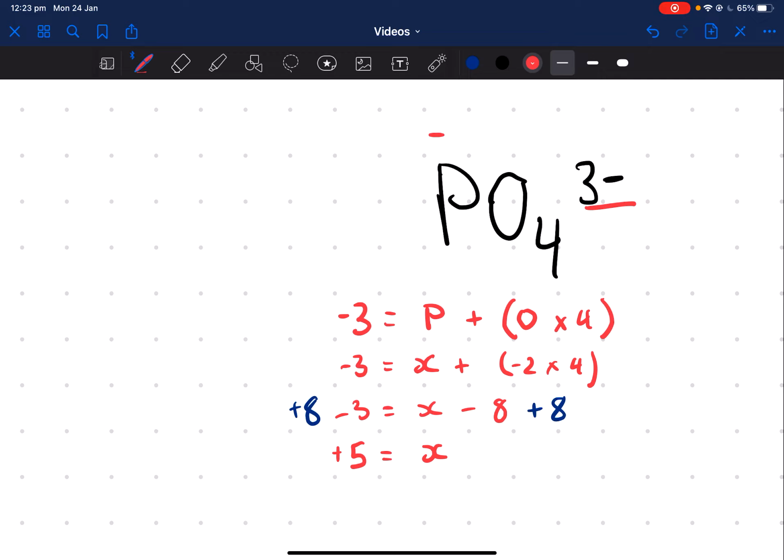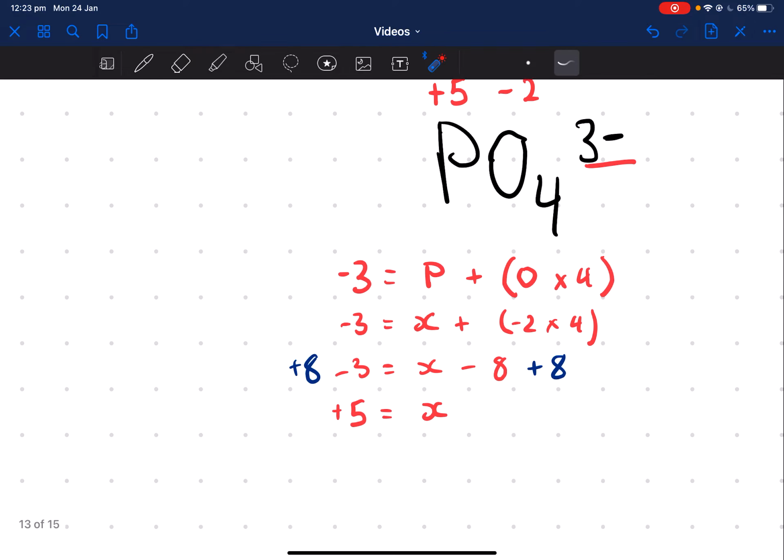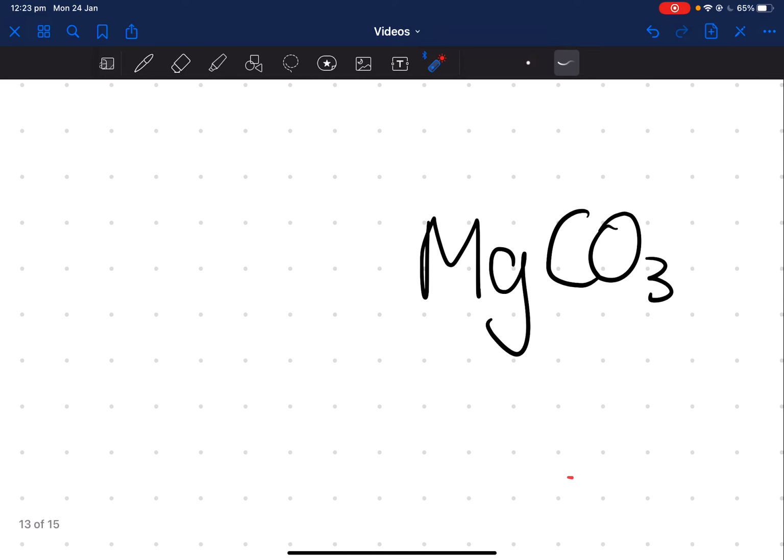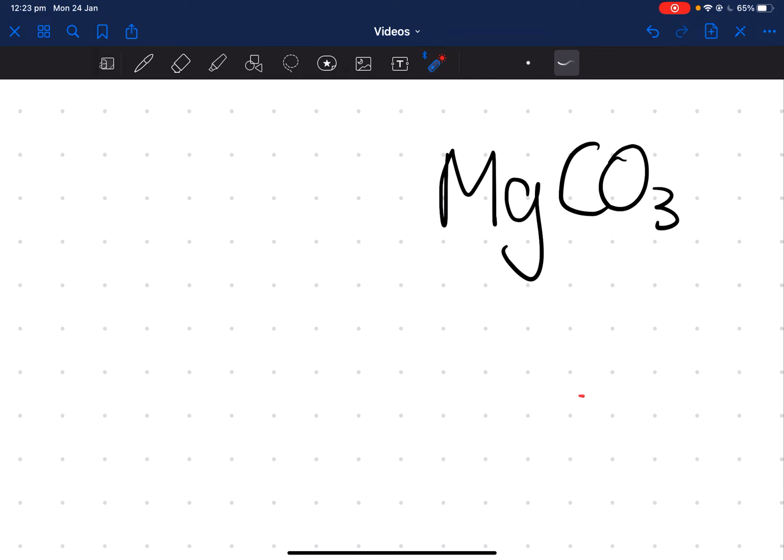So then we write up our answer. Phosphorus is positive 5 and oxygen is negative 2. Quick check: positive 5 minus 8 equals negative 3. Perfect. So that's what we want. All right, so give this one a quick go by yourself. Pause the video, give it a quick go, and then come back once you're finished and we'll see how you went.